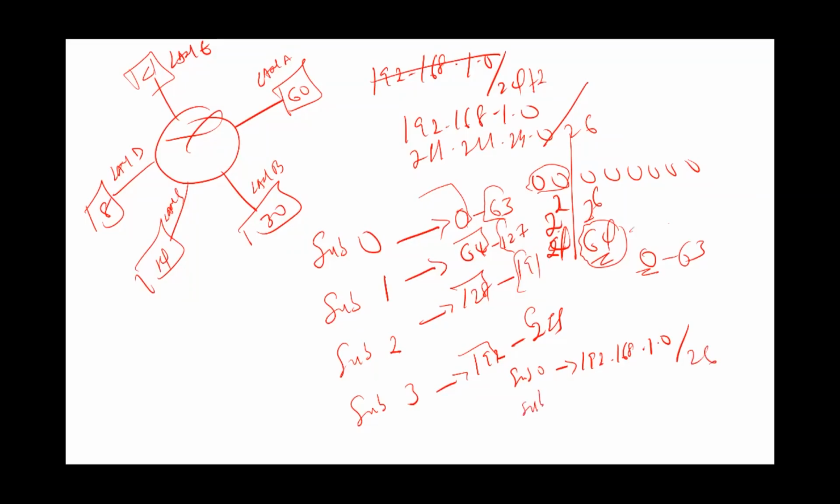The subnet 1 network address will be 192.168.1.64/26. The next one, that is subnet 2 now, 192.168.1.128/26. The last one will be 192.168.1.192/26. These are the network addresses of each of the subnets.